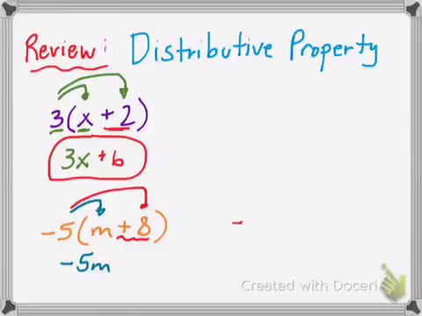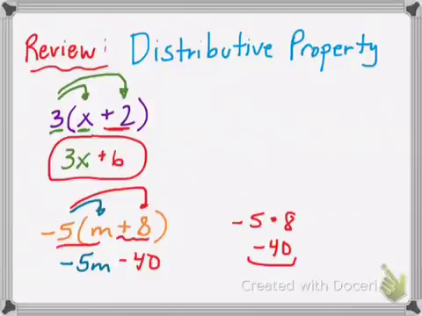I know that negative 5 times 8, negative times a positive is negative, so negative 40. And then when I write it, since it's negative 40, I'm just going to write it as minus 40. So negative 5 times the quantity of m plus 8 is the same as negative 5m minus 40. So this is a review of the distributive property.